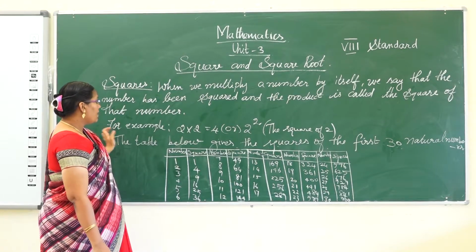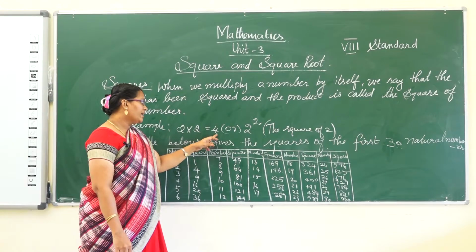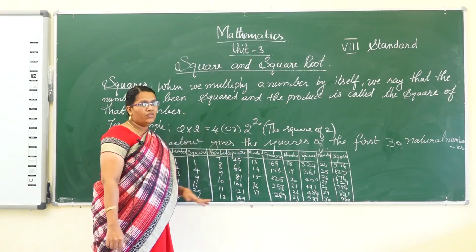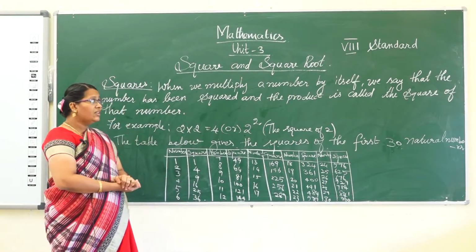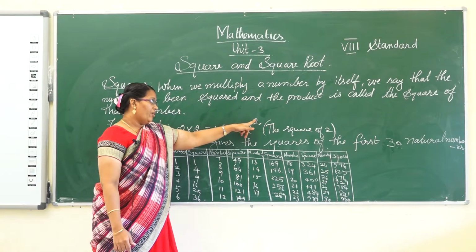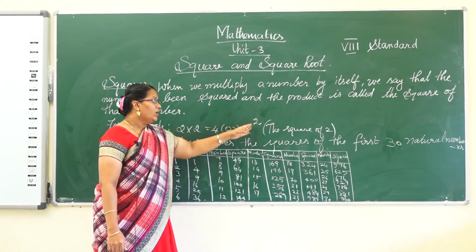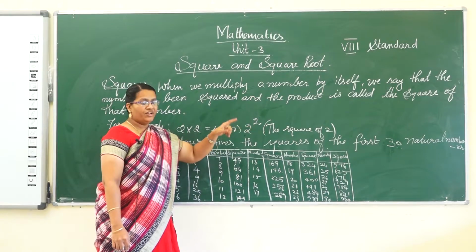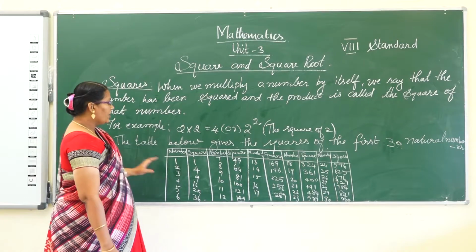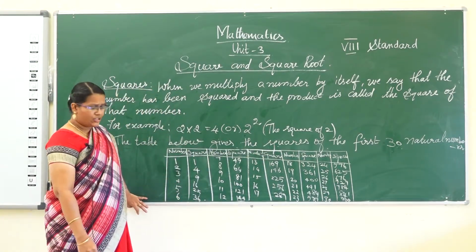For example, 2 into 2 is equal to 4. It can be written in powers. How do you write it in powers? You already know powers and exponents; we learned them in the 7th standard. So 2 to the power of 2. What is meant by 2 to the power of 2, or 2 raised to the power of 2? 2 multiplied by itself, twice. That is the meaning. And the table below gives the squares of the first 30 natural numbers.